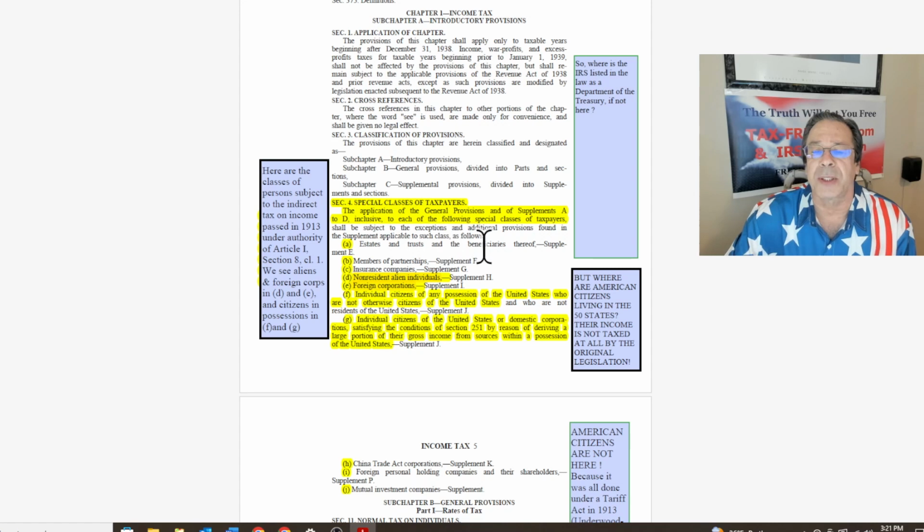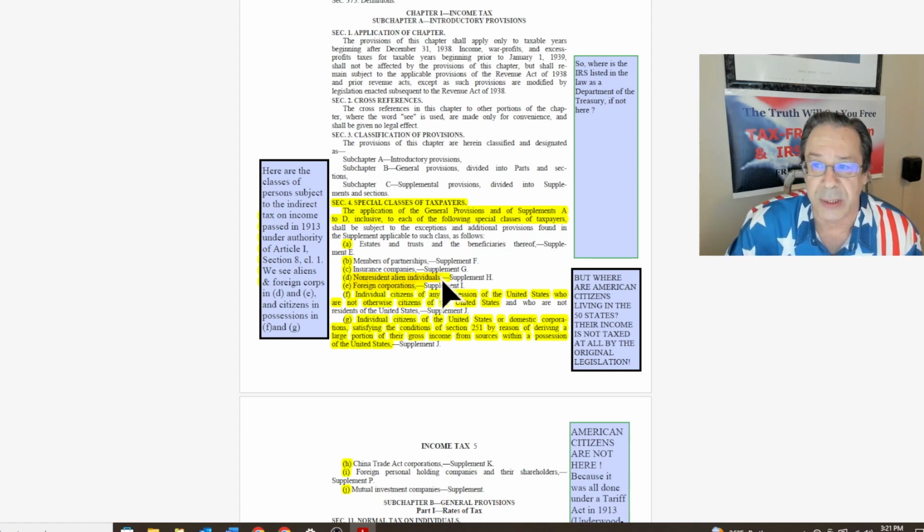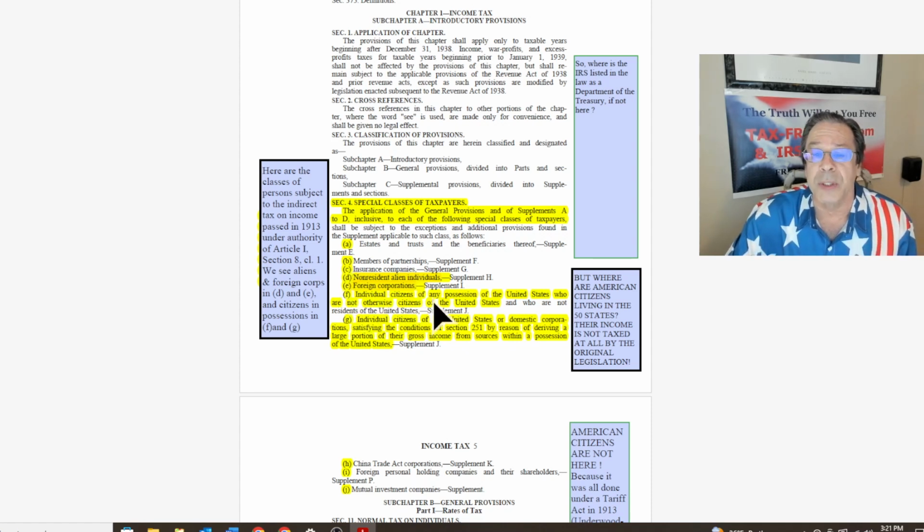A, estates and trusts and the beneficiaries thereof. B, members of partnerships. C, insurance companies. D, non-resident alien individuals. You remember the non-resident alien individuals the withholding agents are collecting the tax from? Here they are. They're subject to the tax. E, foreign corporations. Remember the foreign corporations subject to the tax under 1442? The withholding agent? Here they are. F, individual citizens of any possession of the United States, who are not otherwise citizens of the United States and who are not residents of the United States. So if you're in a possession, you're subject to the tax.